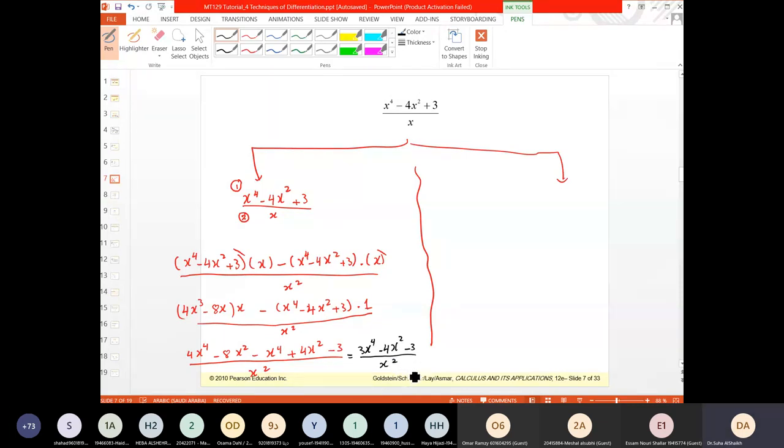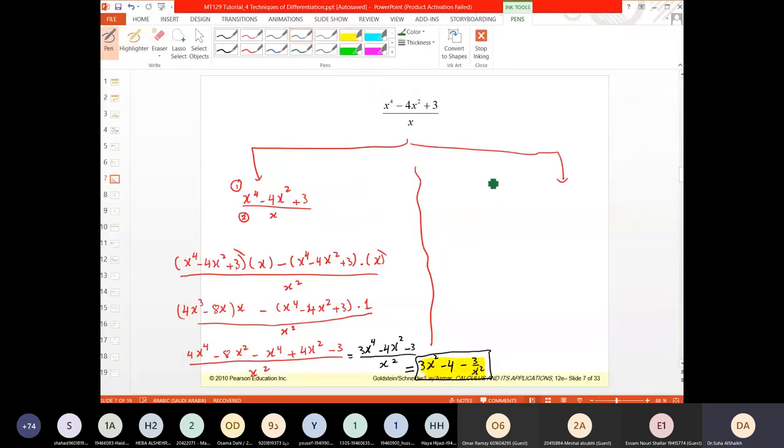If we divide everything by x squared, this will be 3x squared, this will be minus 4, and this will be minus 3 over x squared. And this is the simplest that we can do. Is that correct? So this is the simplest derivative I can do here.